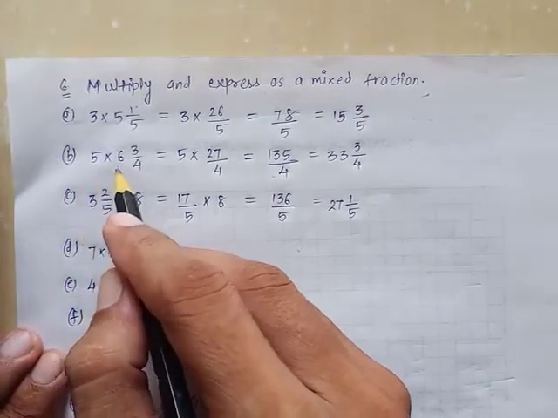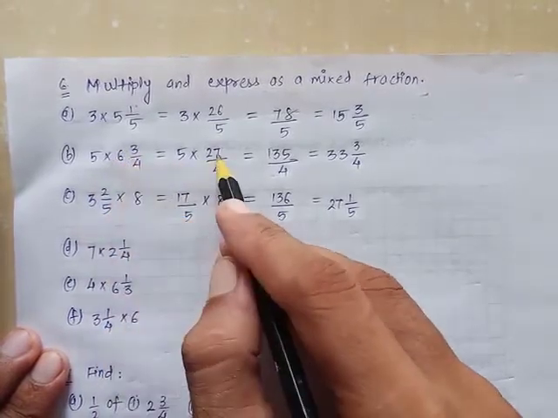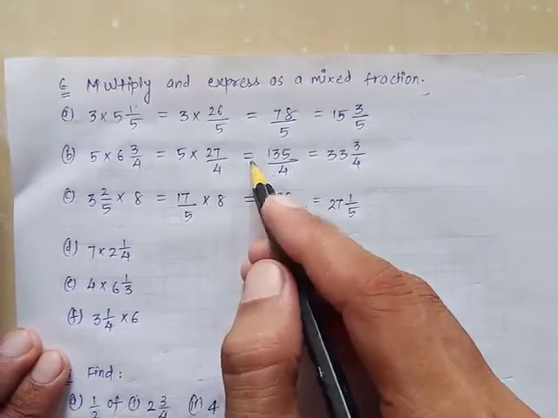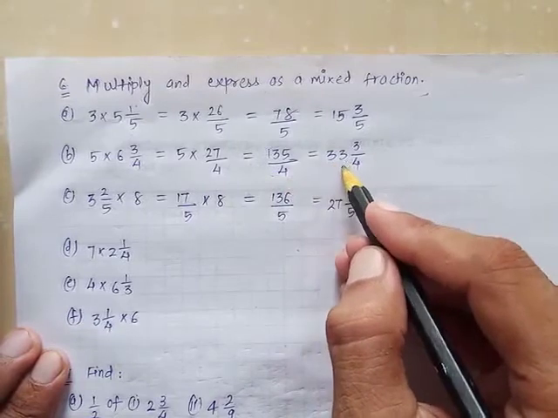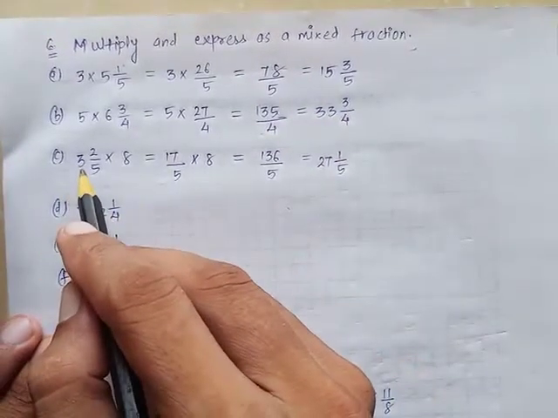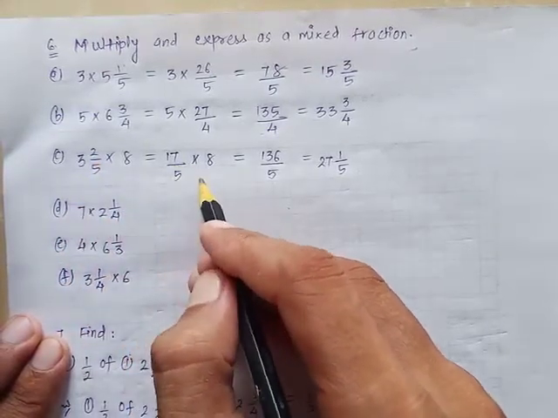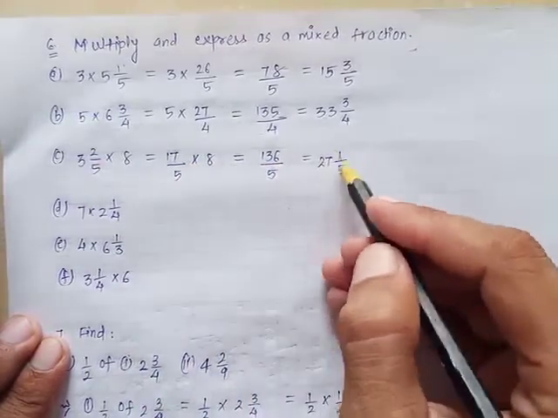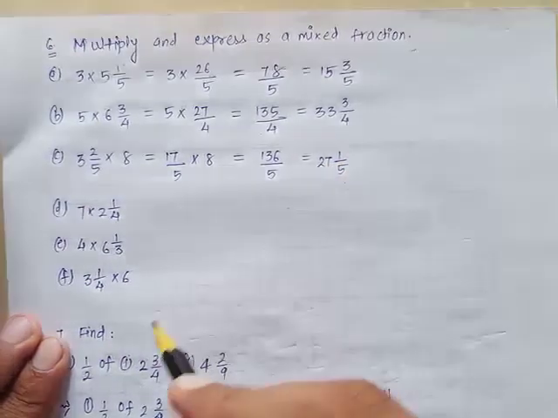B, 5 into 6 integer 3 upon 4. Therefore, its simple fraction is 27 upon 4. So we can write 5 into 27 upon 4 is equal to 135 upon 4. Its mixed fraction is 33 integer 3 upon 4. Similarly, in the C, 3 integer 2 upon 5 into 8 is equal to 17 upon 5 into 8. Its multiplication is 136 upon 5. And we convert it into mixed fraction like 27 integer 1 upon 5.